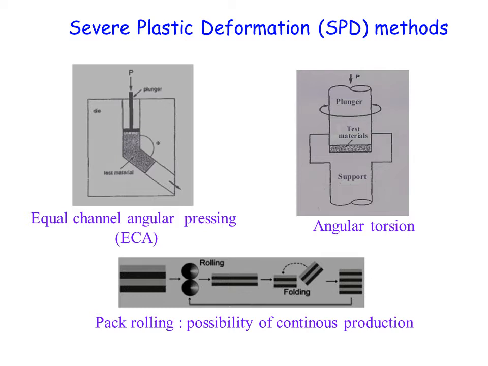So in equal channel angular pressing, a bar of the material is pressed through an angle in a die. In the angular torsion, the material that is going to be modified suffers from a plunger the torsion while applying a pressure. In the pack rolling process, two rolls here are going to compress a material that can afterwards be folded and rolled again.